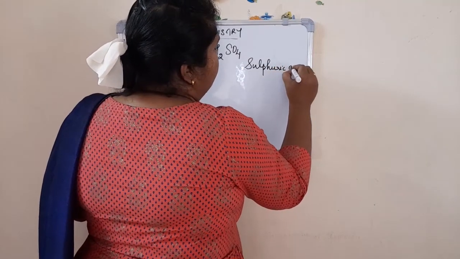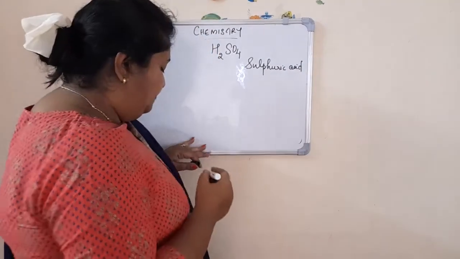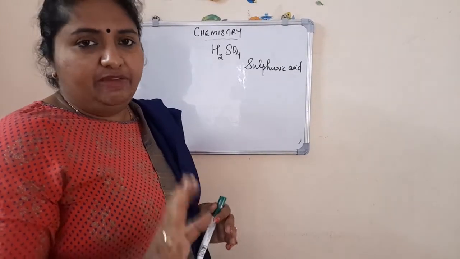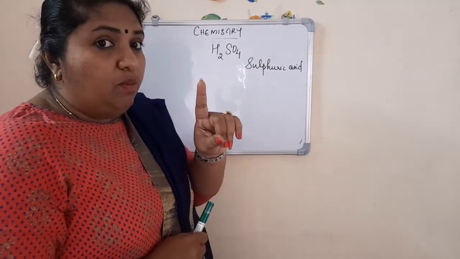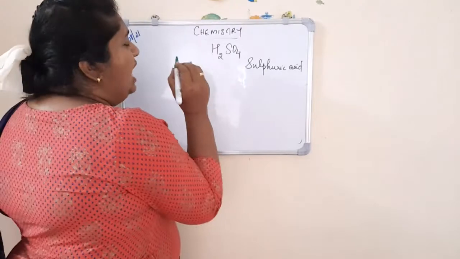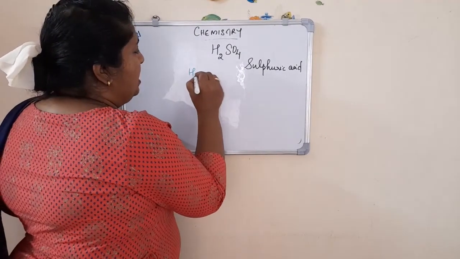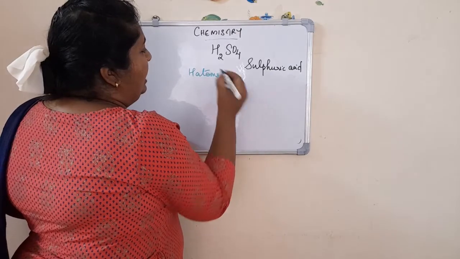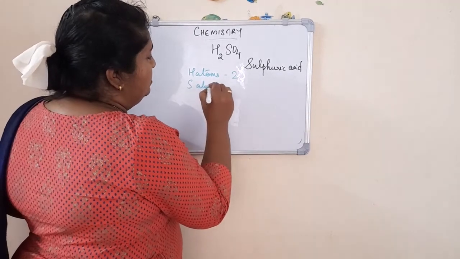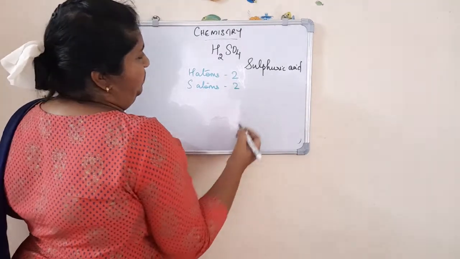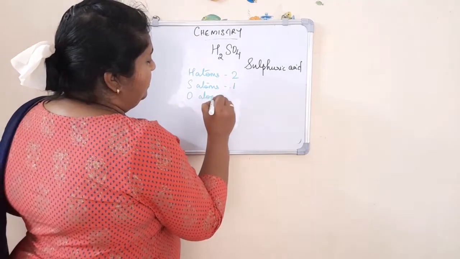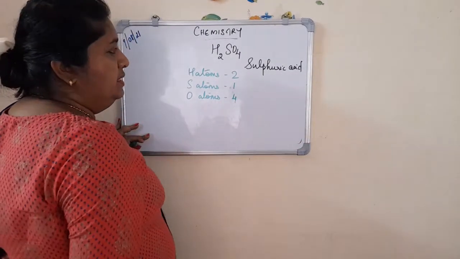Sulfuric acid, which is the king of chemicals. Now, here I have represented one molecule of sulfuric acid. Now, I am asking you, how many hydrogen atoms are there? 2. What about sulfur atoms? Sorry, not 2. It's 1. Now, what about oxygen atoms? It is 4, isn't it?